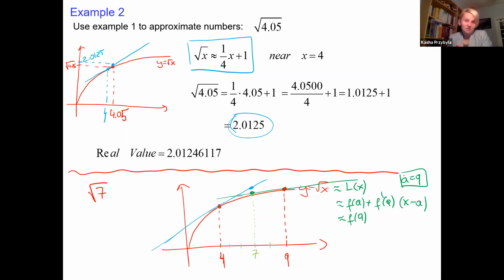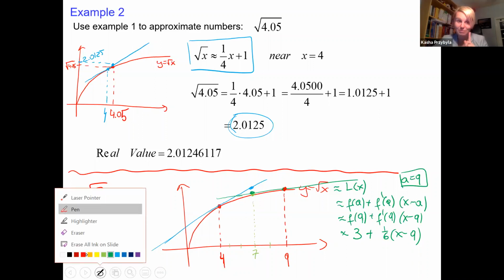You can see it's not bad. Get ready and give me all of these values. What is the value of the function at 9? f of 9 is 3, thank you. And then f prime, the derivative of the square root of x at 9, is 1/6, thank you. And then x minus 9. This is the equation, and I will keep that form. I will not distribute because I can show you why.